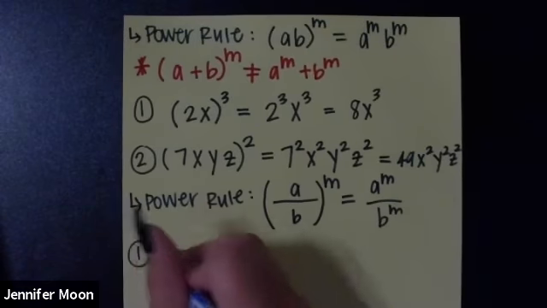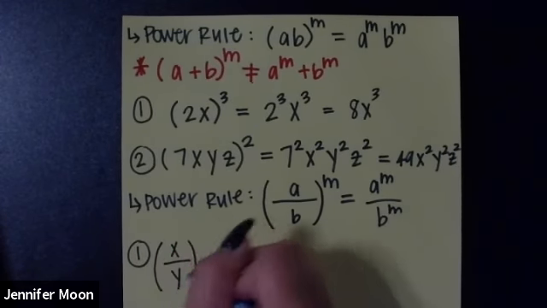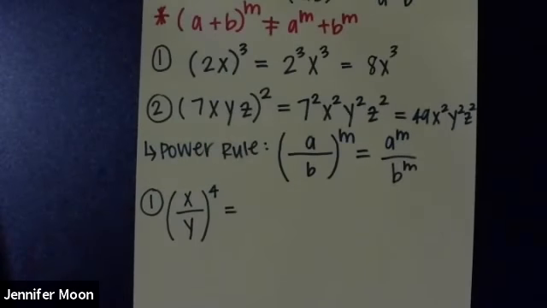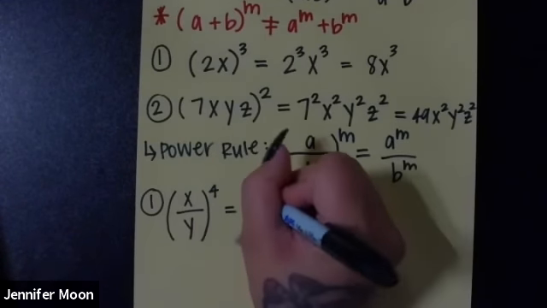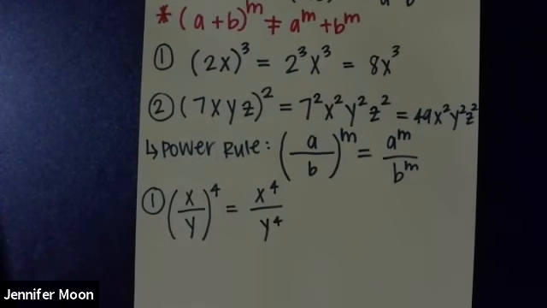Y'all, I just did one kind of example with variables here, X over Y raised to the 4th. So this rule, whatever's in the numerator gets raised to the power, whatever's in the denominator gets raised to the power, right? What do I get? X to the 4th, Y to the 4th. Does that make sense?